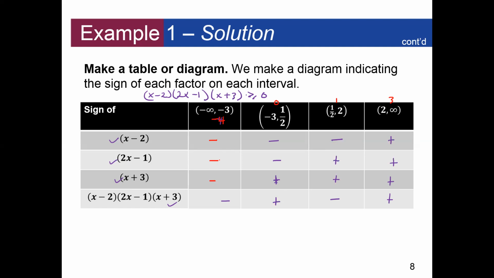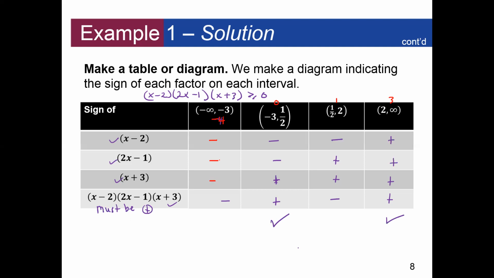It's what? Greater than or equal to what? 0. So this product must be what? Must be positive. Okay. So which of the intervals satisfy the inequality? Okay. As you can see, it's going to be the second one, and then the fourth one.